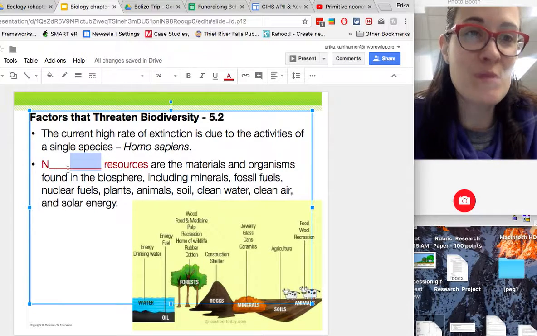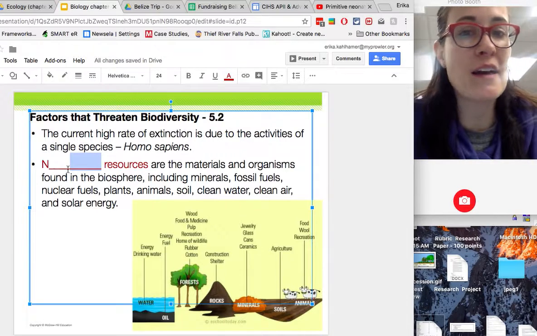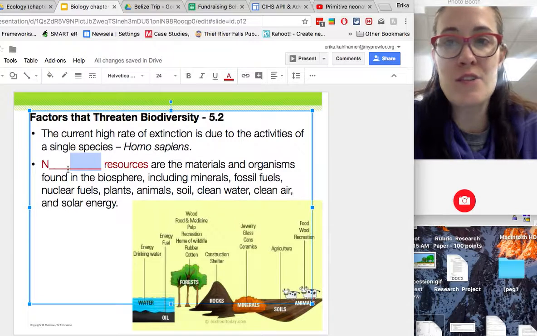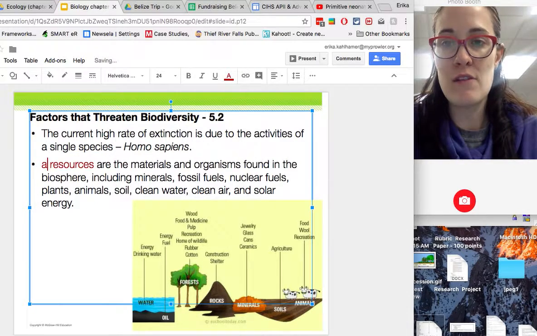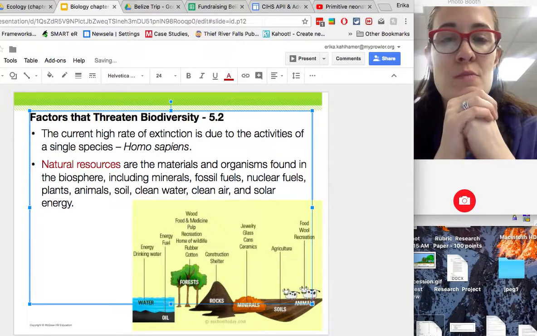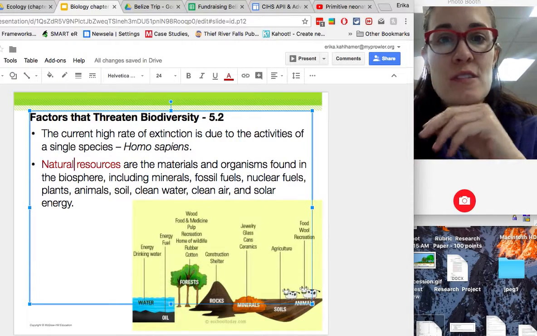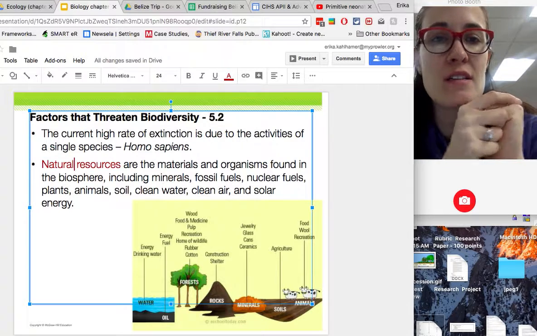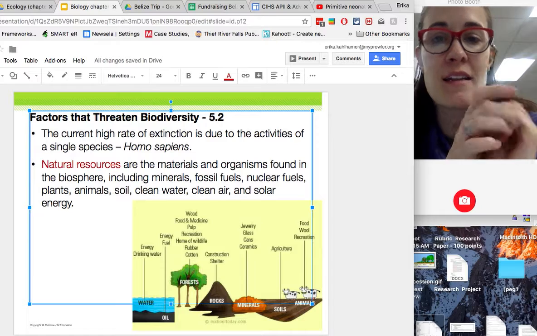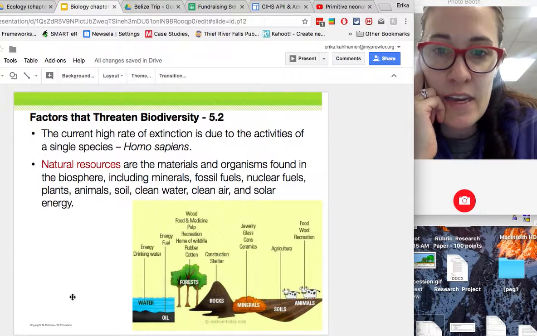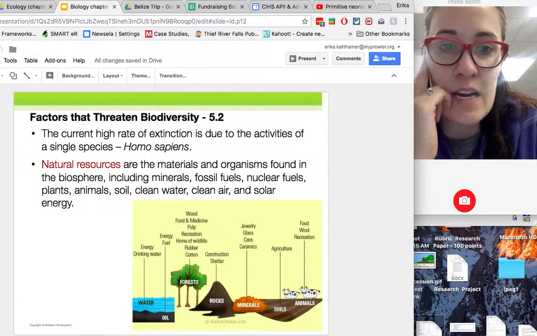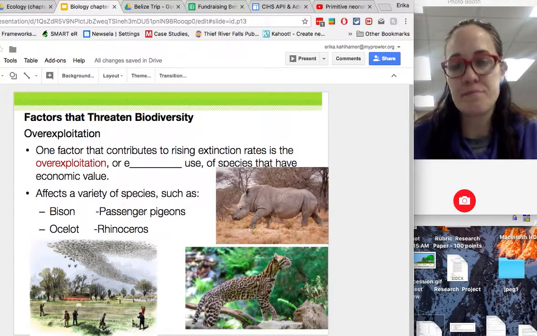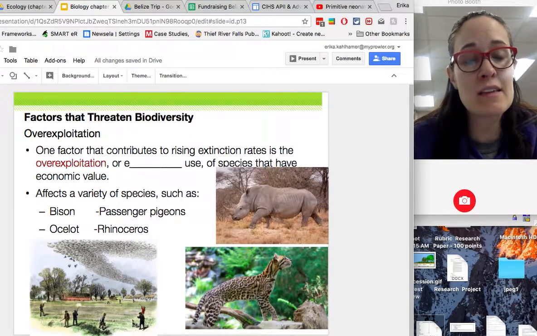So, things that threaten biodiversity, mainly due to humans, Homo sapiens, and our activities, have threatened the rates of extinction. Natural resources are the materials found in the biosphere: minerals, fossil fuels, nuclear fuels, plants, animals, soil, clean water, clean air, and solar energy. These are the materials that we need, and they're naturally found in the biosphere. Here's a good image that shows those natural resources that we gain from a healthy biosphere.